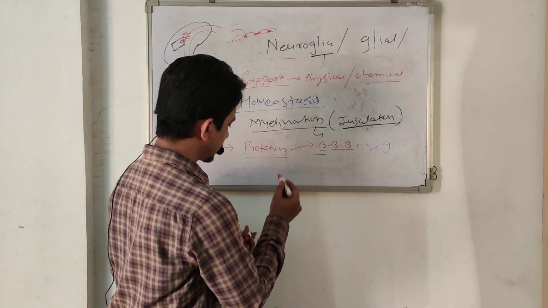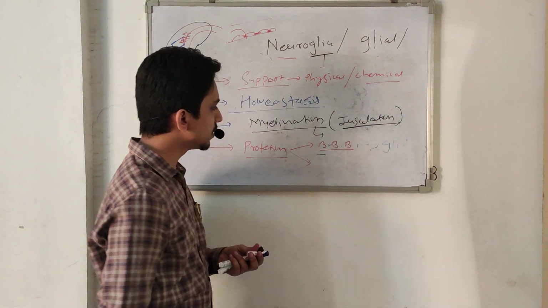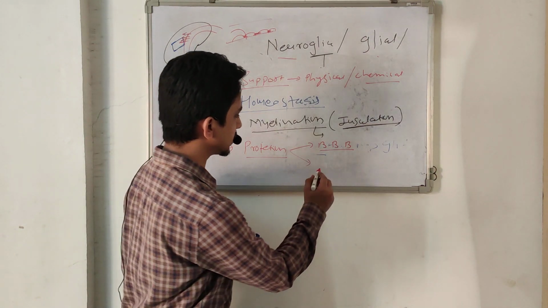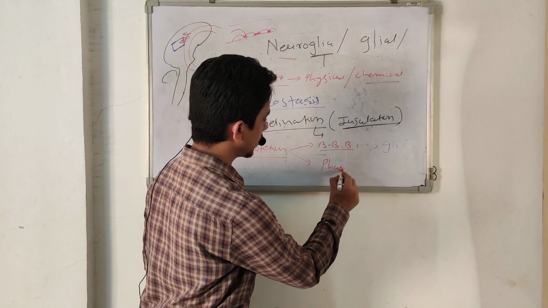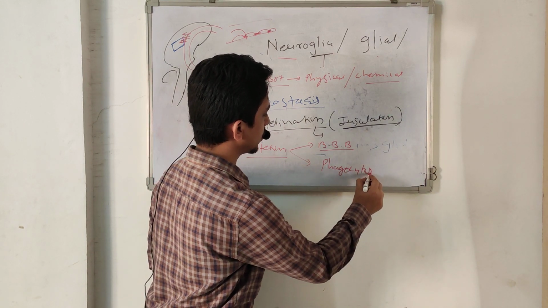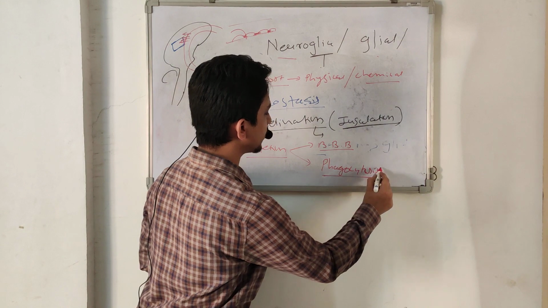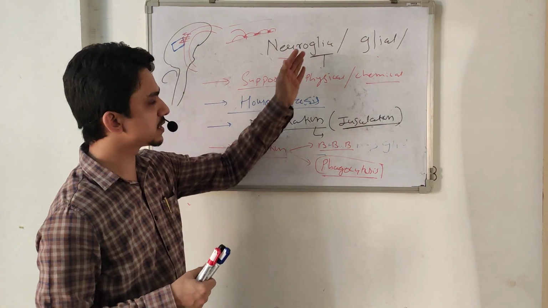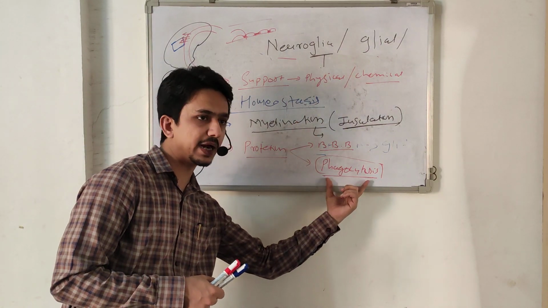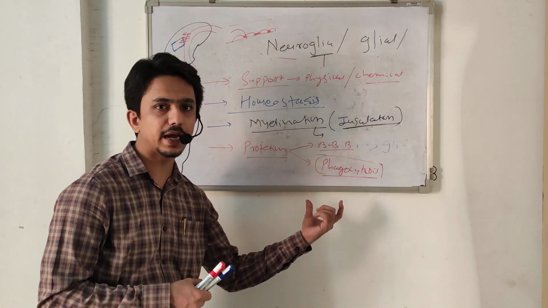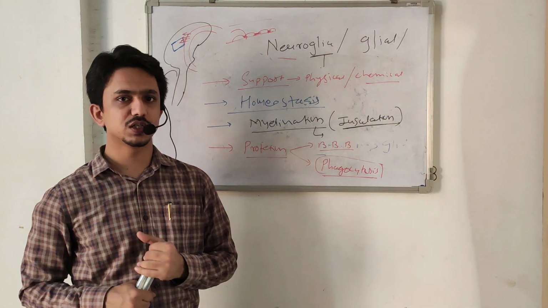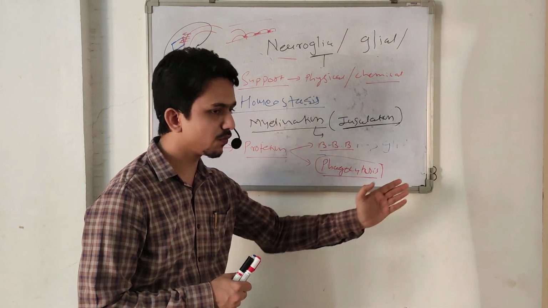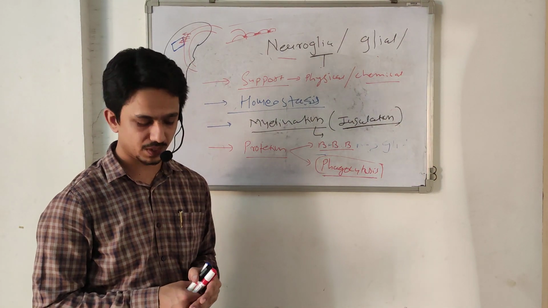Also, how do they protect? There are some special neuroglia cells having a defensive activity like phagocytosis. So they defend against pathogens and some foreign materials. Some glial cells show phagocytic activity, so they are responsible for defense, meaning protection from foreign particles and pathogens.